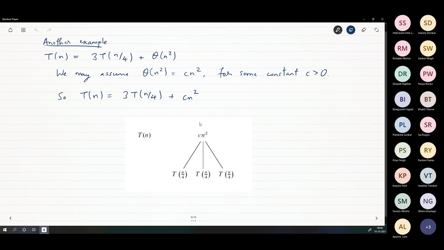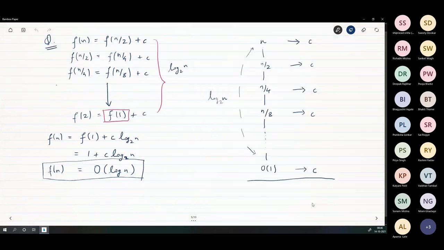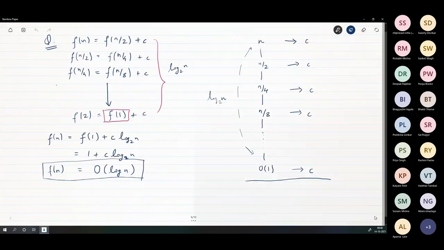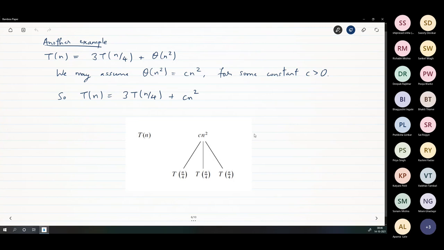Okay, so now how do you solve? The same way. You started with n by 2 and so on, right? So first you start with T of n. There is just a small change here from the previous diagram that I drew. Instead of writing the cost on the right hand side, I'm writing the cost at the vertex itself, at the place itself.